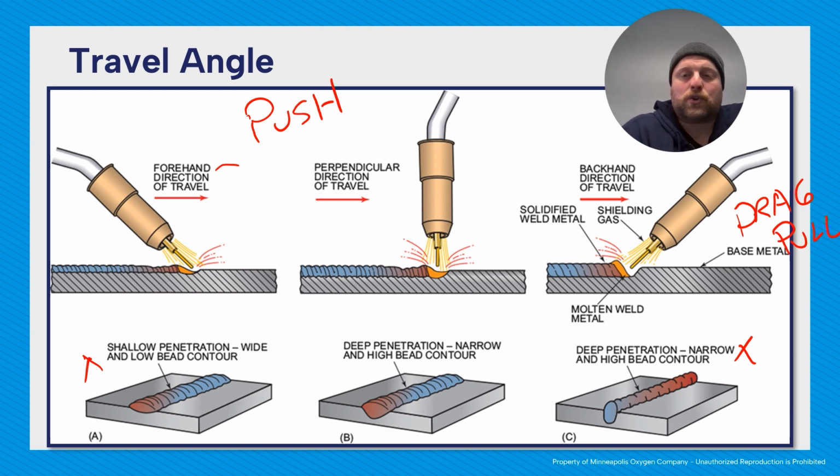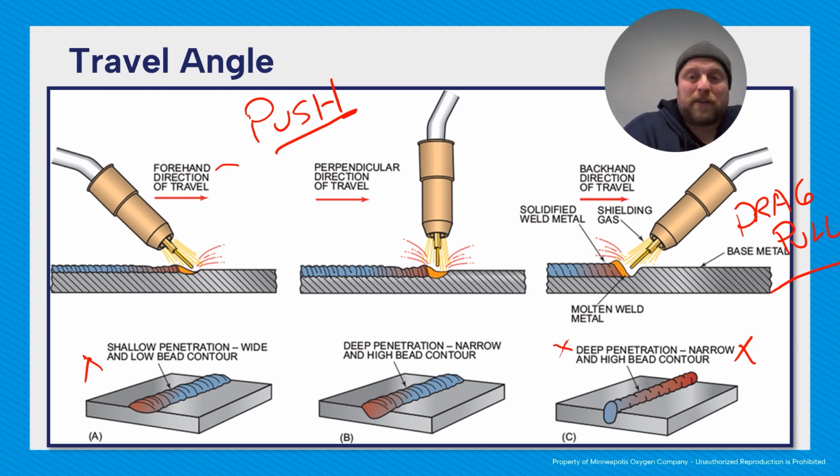I said earlier that short circuit is not very good for penetration, not very good for thicker things. But let's say you are welding something that's like 1/4 inch, so we're getting to the max we want to do with short circuit. One thing you can do to help increase your chances is, instead of pushing, you can choose to drag or pull, because when you drag or pull, you're going to get that deeper penetration.